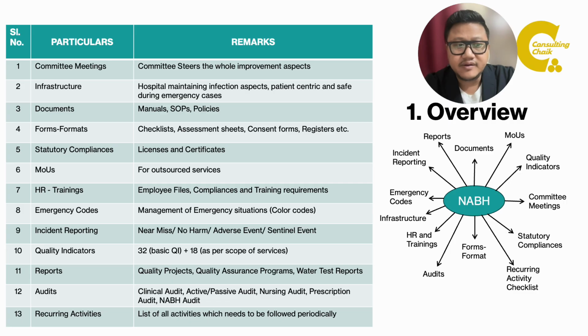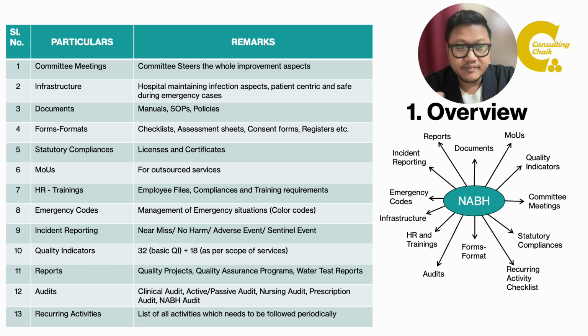Then you have incident reports. Incident reporting is something that will actually improve the quality of the hospital. This is something that will go beyond the standards. There are 4 kinds of incidents: near miss, no harm, adverse event, sentinel event. Then you have quality indicators. You have 32 basic quality indicators and 18 as per the scope of services, medical scope of services.